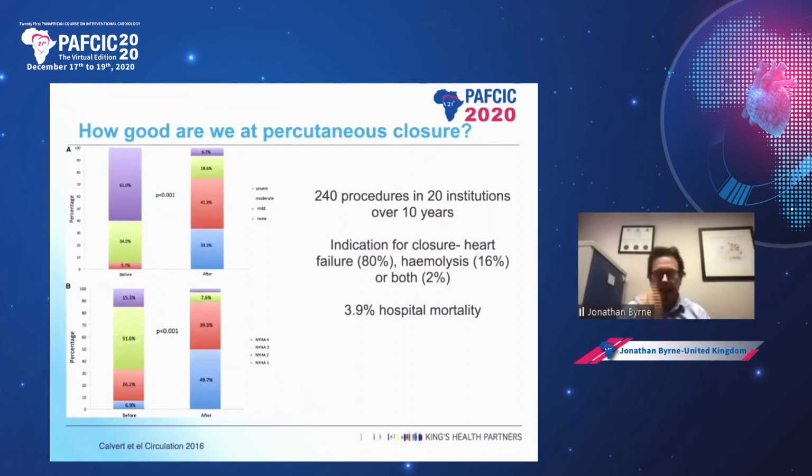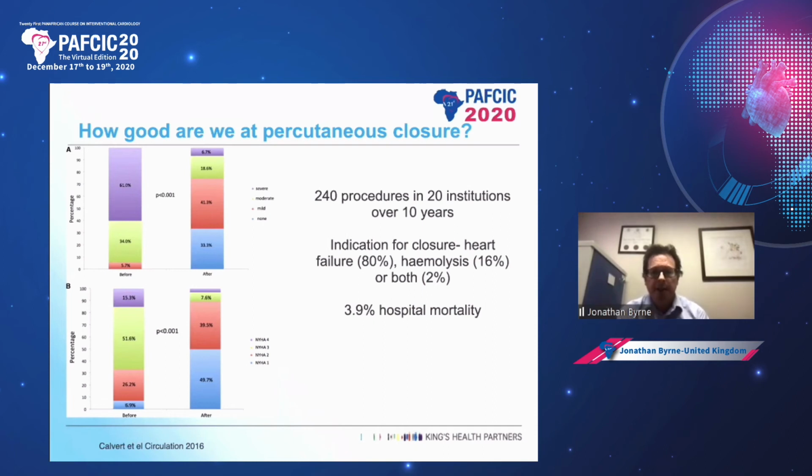And how good are we at percutaneous closure? Well, again, not everybody does it, and the number of institutions that do it in high volume is quite small. This was a study from the UK and Ireland from about 4 years ago that Paddy Calvert put together, which was only, if you look, 240 procedures in 20 institutions, quite small numbers over 10 years.